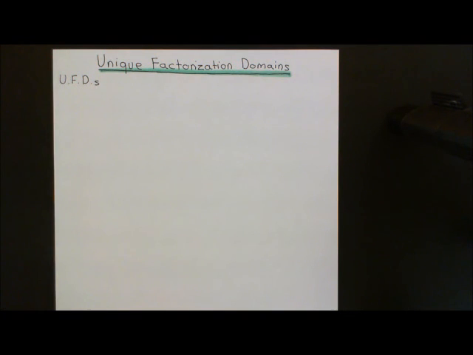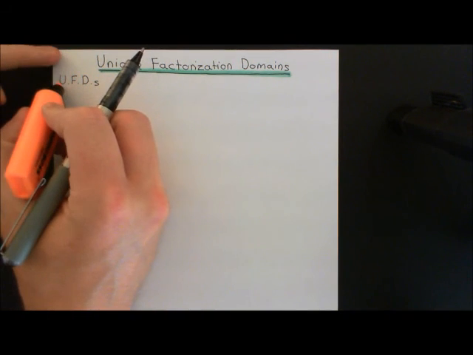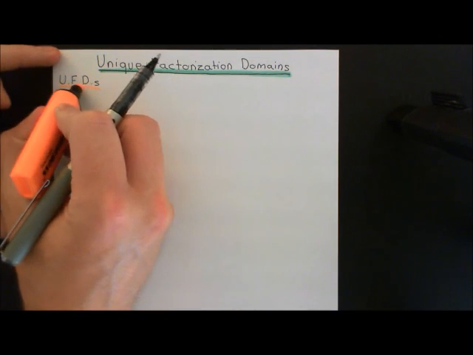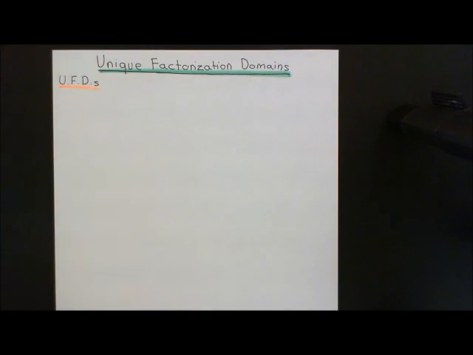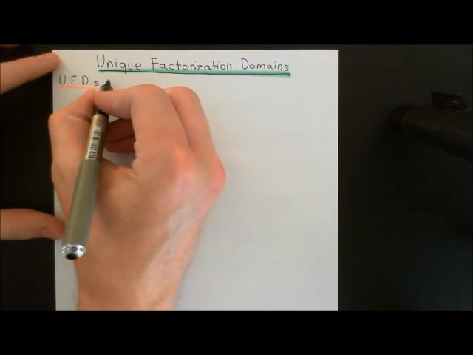My first warning is that this is quite a difficult definition when you see it for the first time, but you will get used to it and you will grow to understand it. So, the definition of a unique factorization domain. Much like a Euclidean domain or a principal ideal domain, it is just a special type of non-zero commutative ring. And as always, we start off with an integral domain.